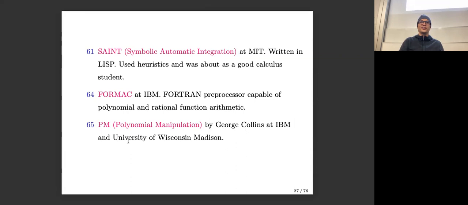Like, you've all taken calculus. What have we told you? We said, oh, try this. If it doesn't work, then try integration by parts. If that doesn't work, try partial fractions. It's like you're just doing a bunch of heuristics. So SAINT basically duplicated that.